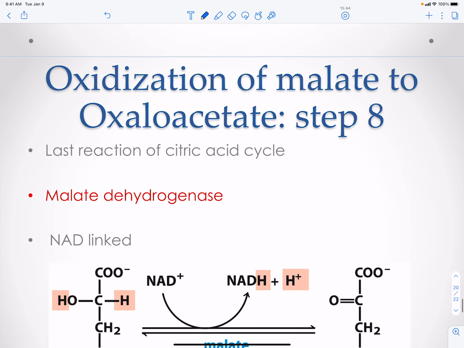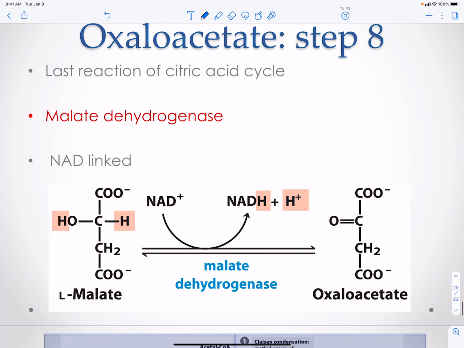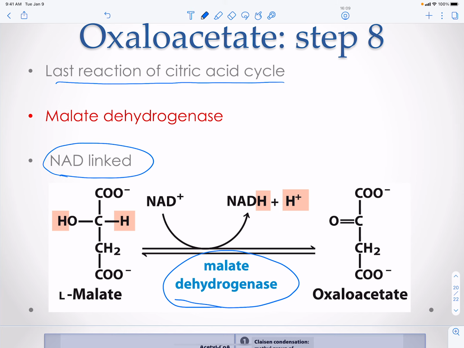Now the next step is to oxidize malate to oxaloacetate. So this is the last reaction of the TCA cycle when you go all the way around the circle. It's by malate dehydrogenase. Importantly, this is not a rate-limiting step. This is not a step that cannot be reversed. This step can actually be reversed. And so NAD is going to pick up a hydrogen when you're going from malate to oxaloacetate. And of course, it'll do the reverse if you're going from oxaloacetate to malate.